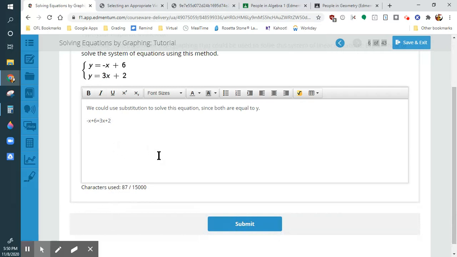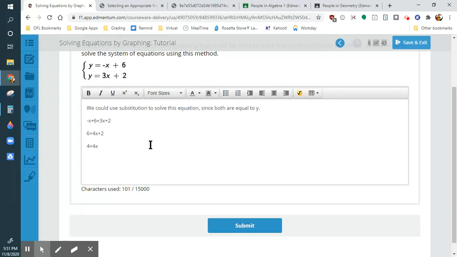Now I'm going to want to move all the x's to one side. So I'm going to add x because I don't like dealing with negatives. I'm going to add x to both sides. So I get 6 equals 4x plus 2, and I want to get rid of that 2, so I'm going to subtract 2 from both sides. We get 4 equals 4x. So in other words, x equals 1.